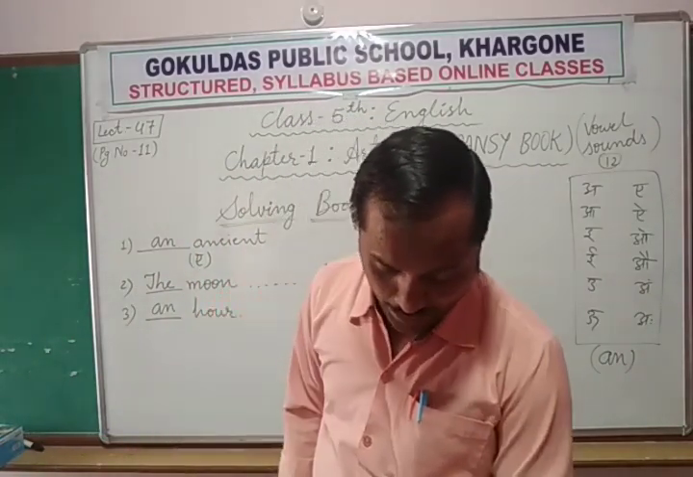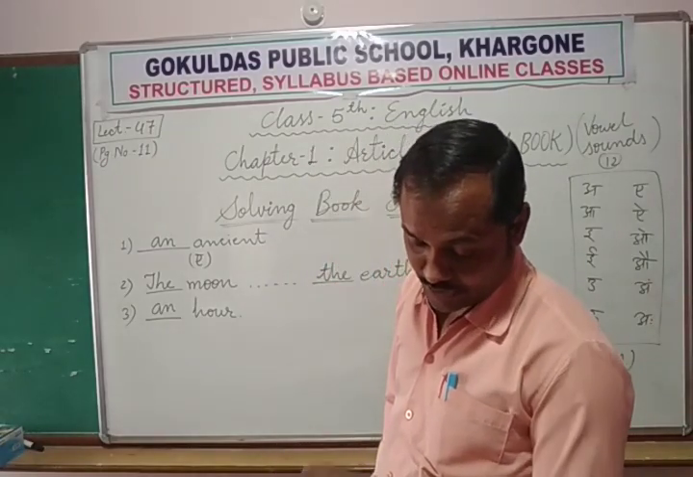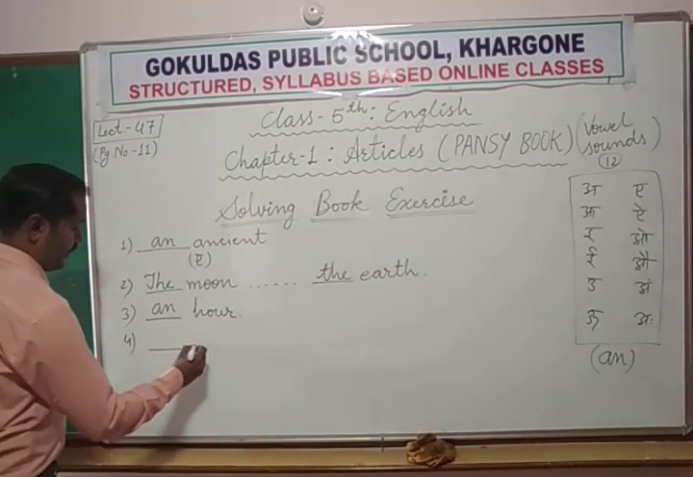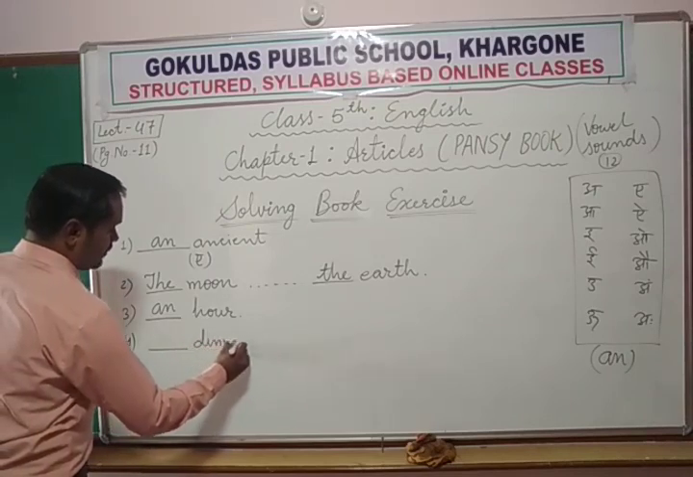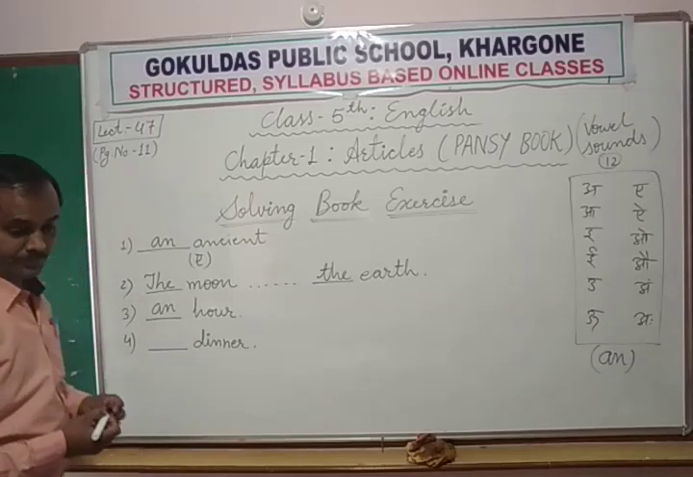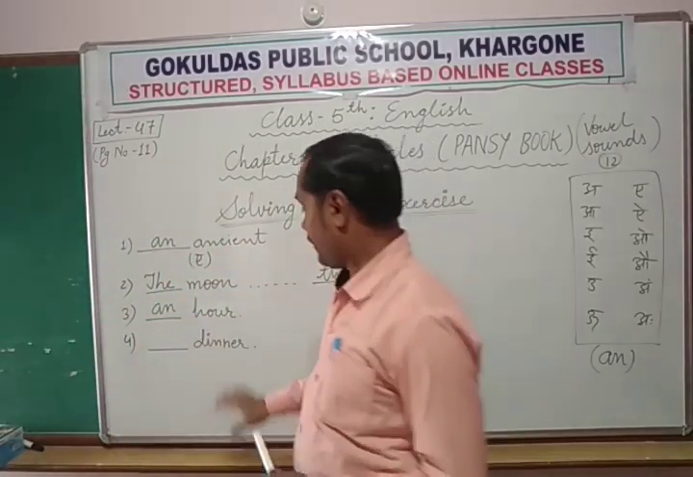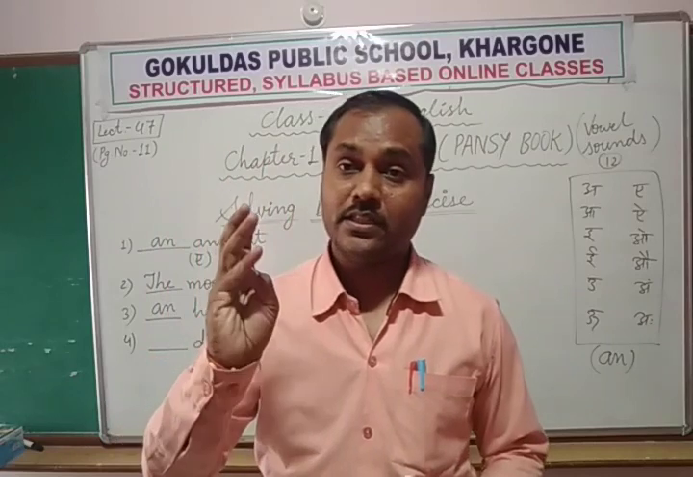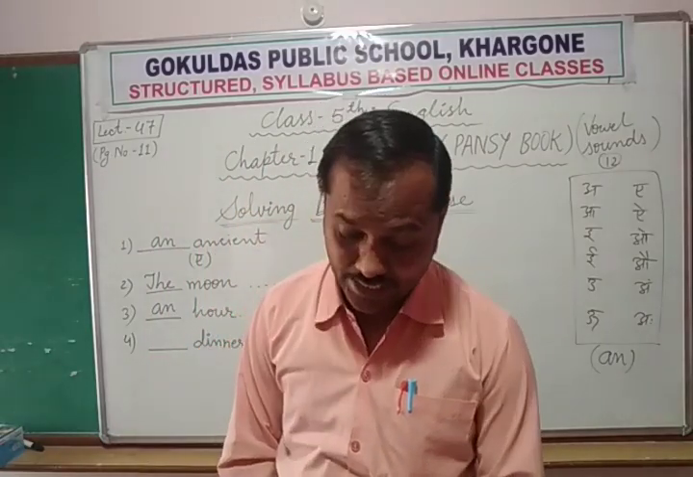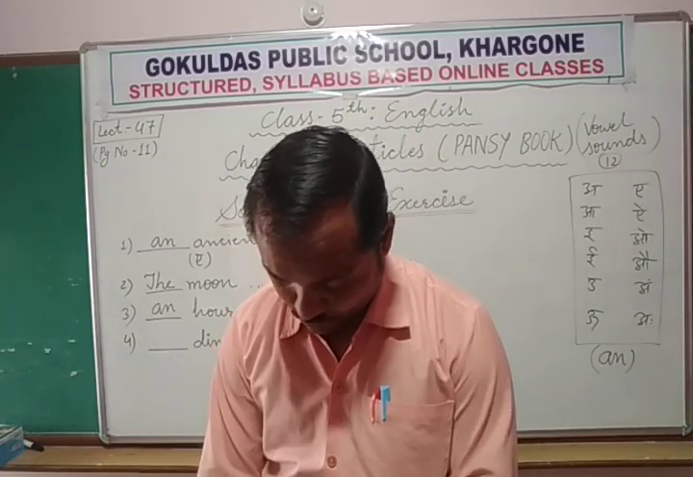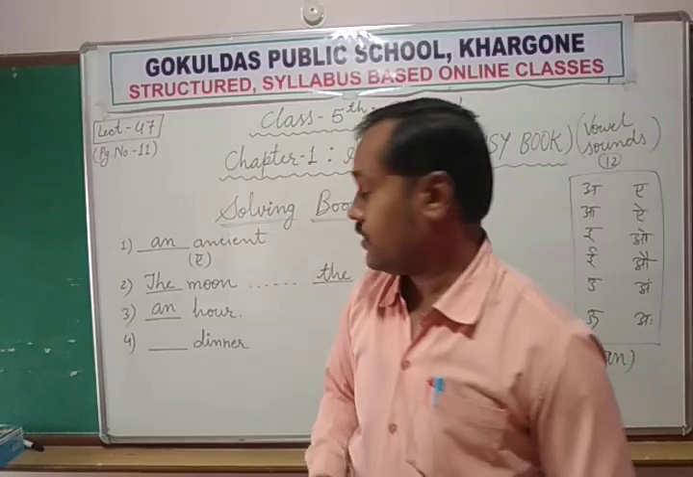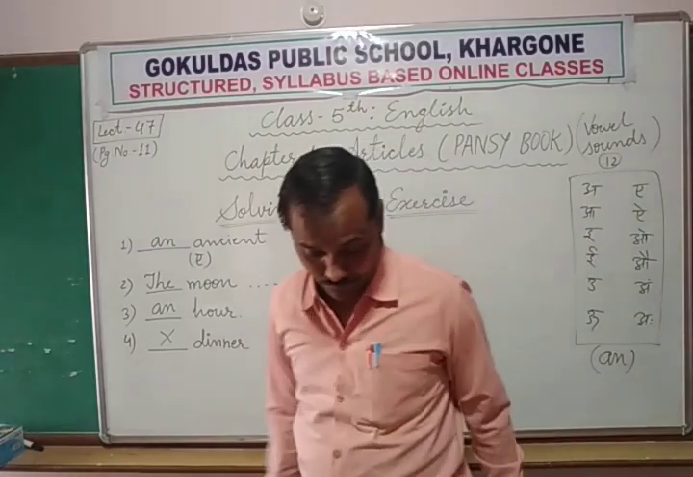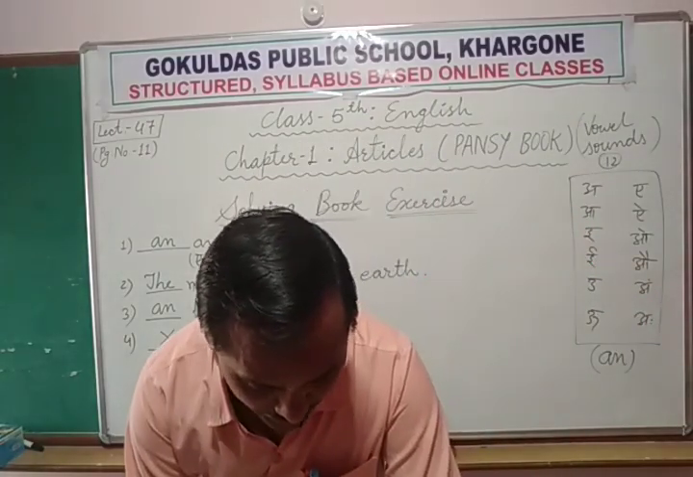Fourth, we have blank dinner early. If you remember the rule, before the names of any meal, whether it is breakfast, lunch, dinner, or snacks, we don't use any article. So we'll put one cross here because no article will be used. We have dinner early.